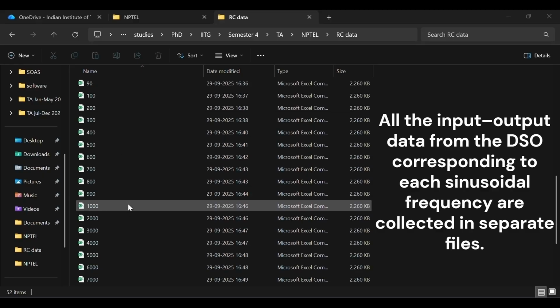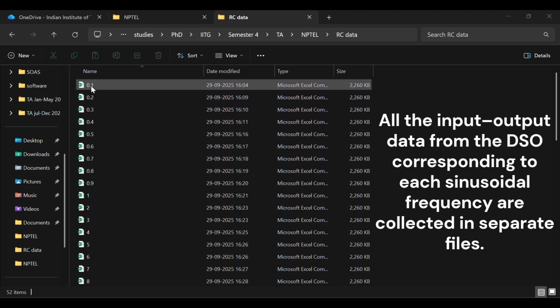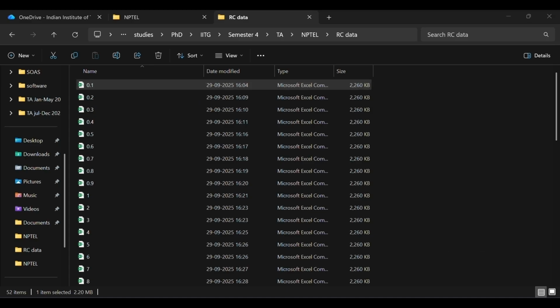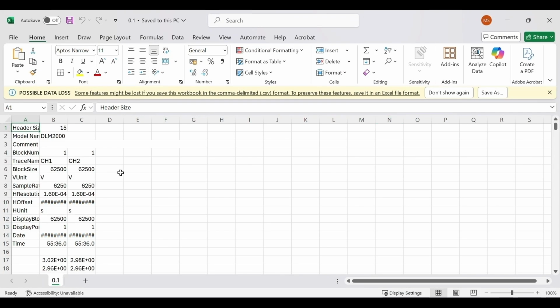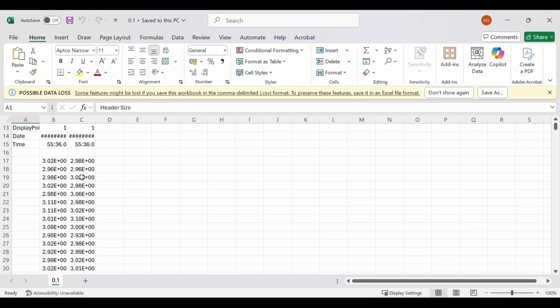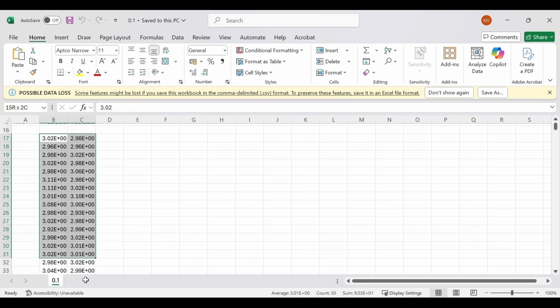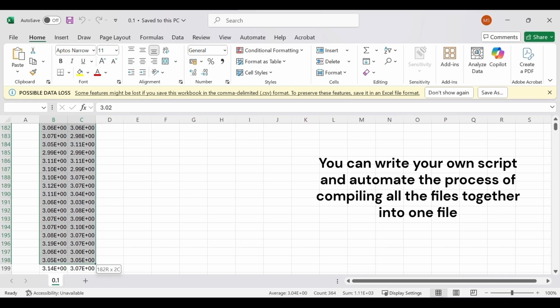We can see all the input and output data for frequencies ranging from 0.1 Hz to 10,000 Hz. Let us open the 0.1 Hz CSV file, and we can see the input and output data over here. Now we are going to create a single CSV file consisting of the input and output data corresponding to all the frequencies that we have measured. For this, we are going to copy all the data from each CSV file to a new file.